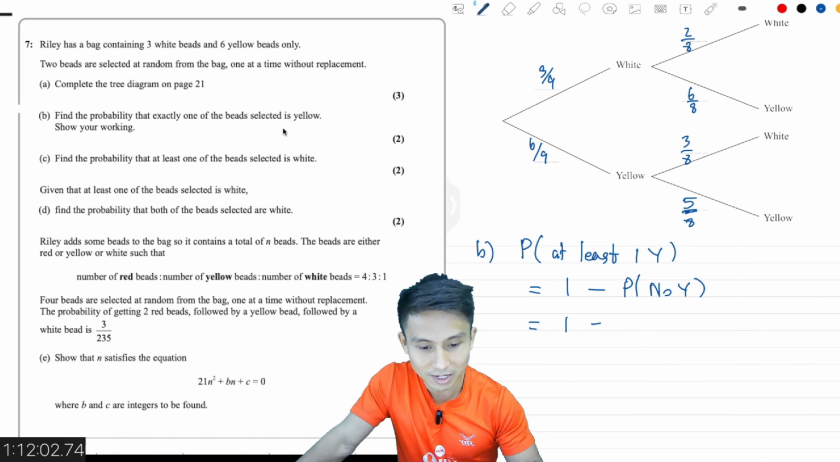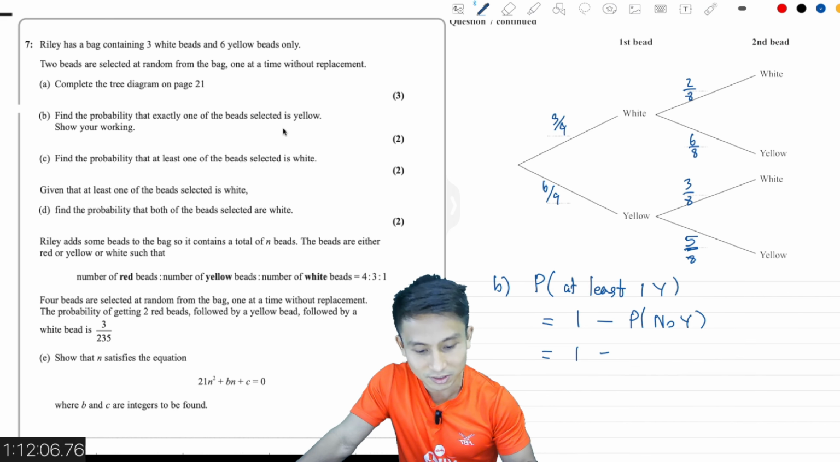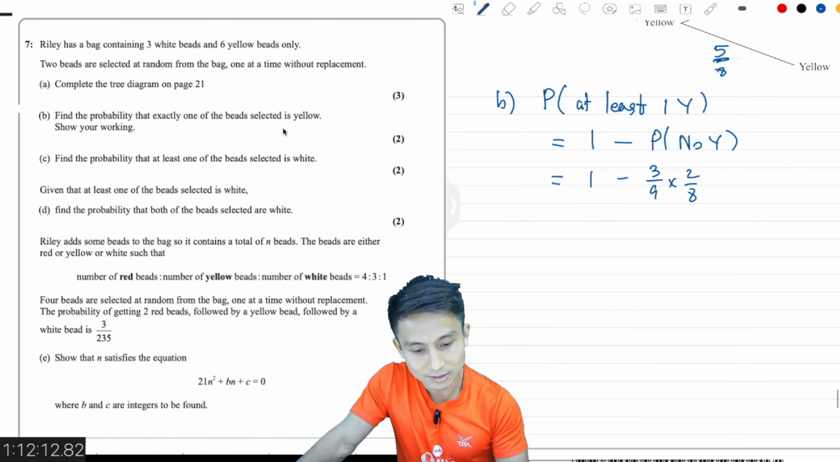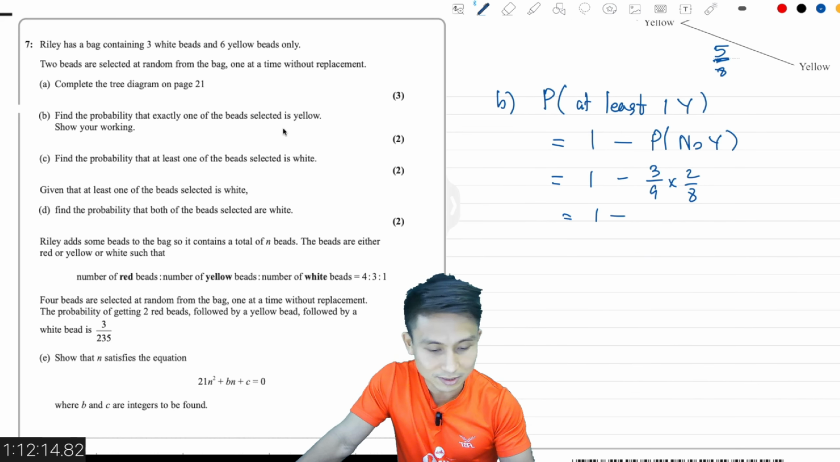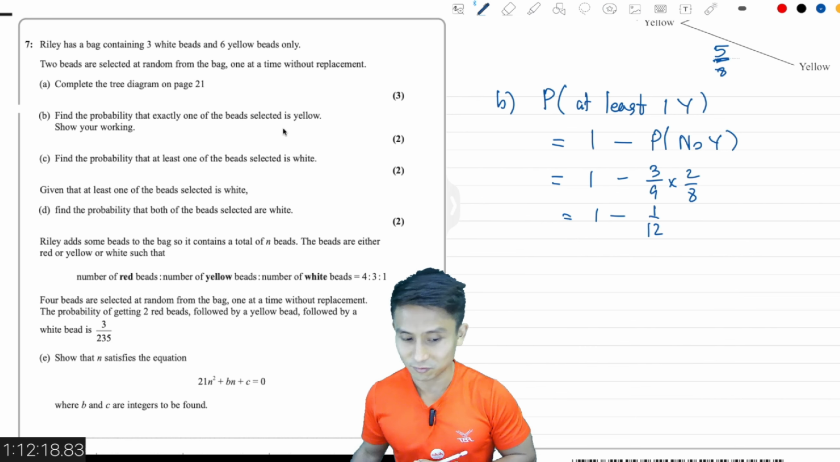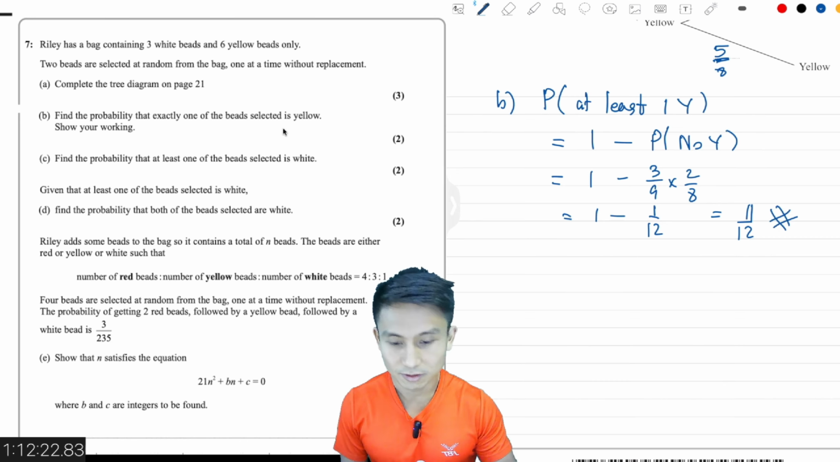So that would be 1 minus. Well, to get a branch, you just multiply, it's a compound probability. So you do 3 over 9 times 2 over 8 to get 2 whites. All right, so that's basically 1 minus 1 over 3 times 1 over 4. So that's 1 over 12, right? So it's 11 over 12 for part B.